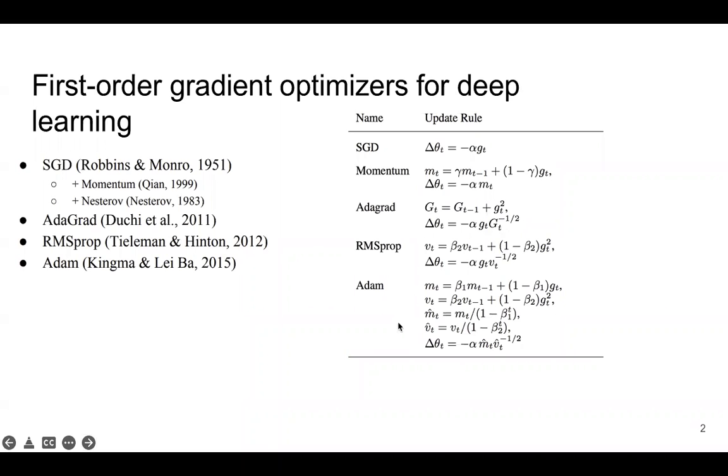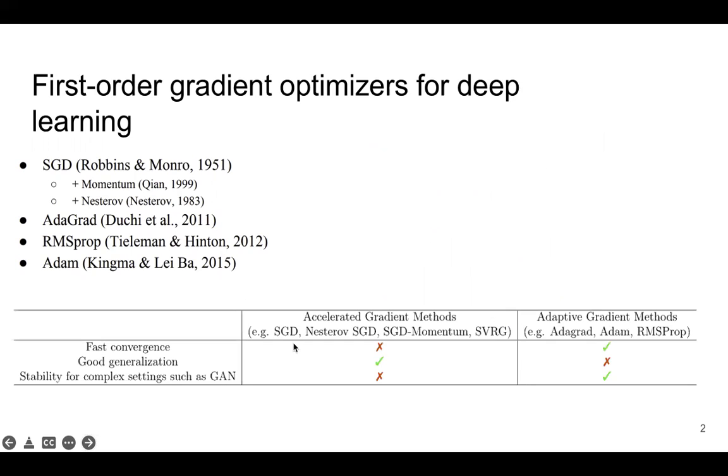Although adaptive methods are very popular, their generalization is worse than SGD. Adaptive methods often display fast progress in the initial portion of training, but the performance quickly plateaus or even drops on the test data.